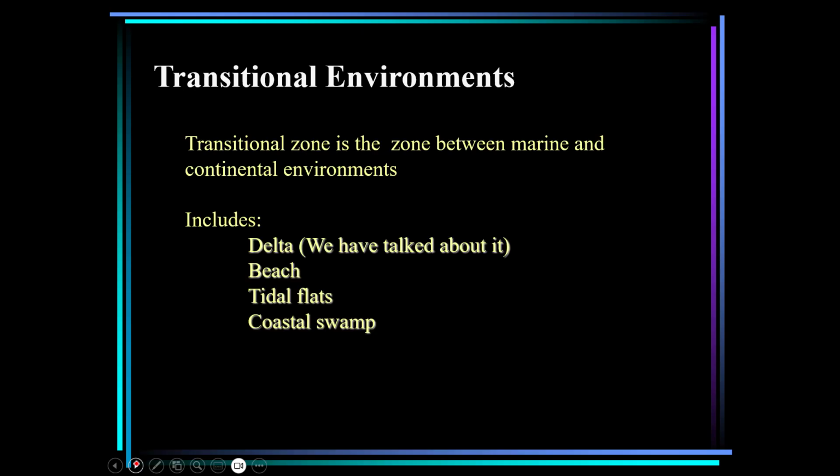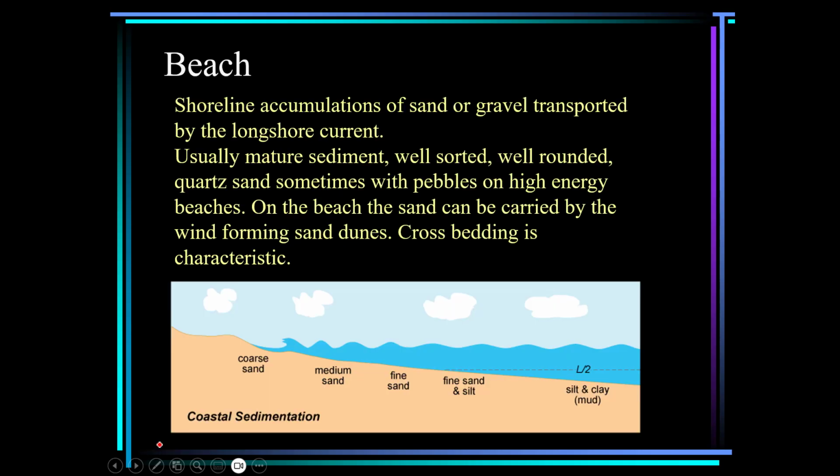And now we are at the transitional environments. The transitional zone is the zone between marine and continental environments, which includes the delta we just talked about, the beach, the tidal flats, and the coastal swamps. Okay, so let's start. We just talked about the delta, so we're not going to talk about it again. We're going to talk about the beach.